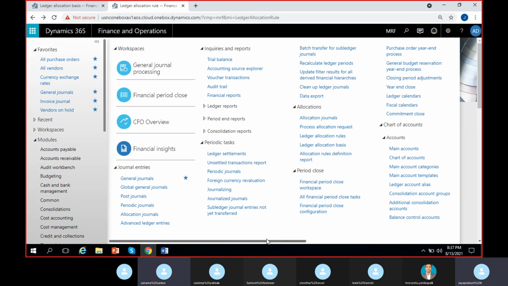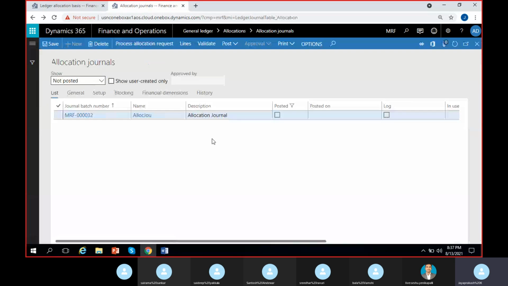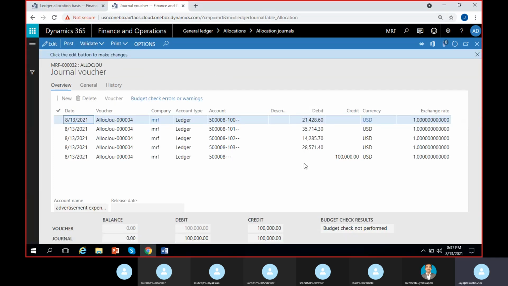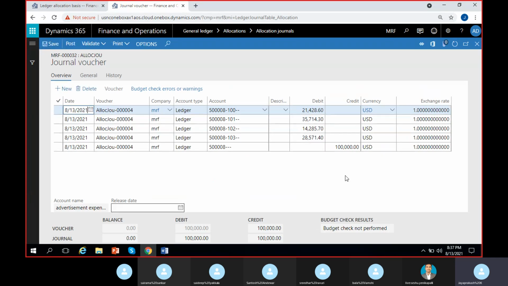Allocation journal. So under allocations, we have allocation journal. Here we have to check it. So it is created, right? I'll go for lines to check how it is created.